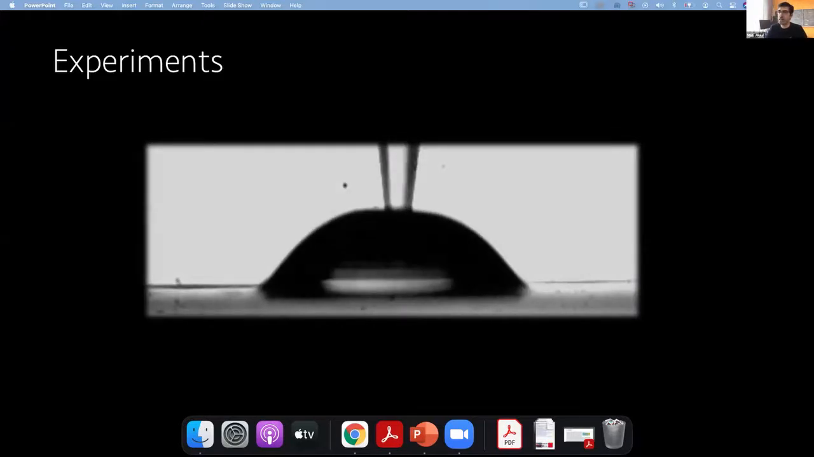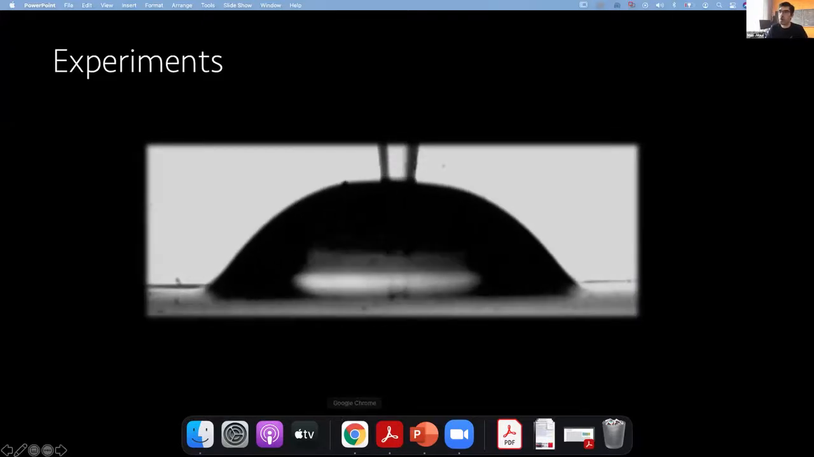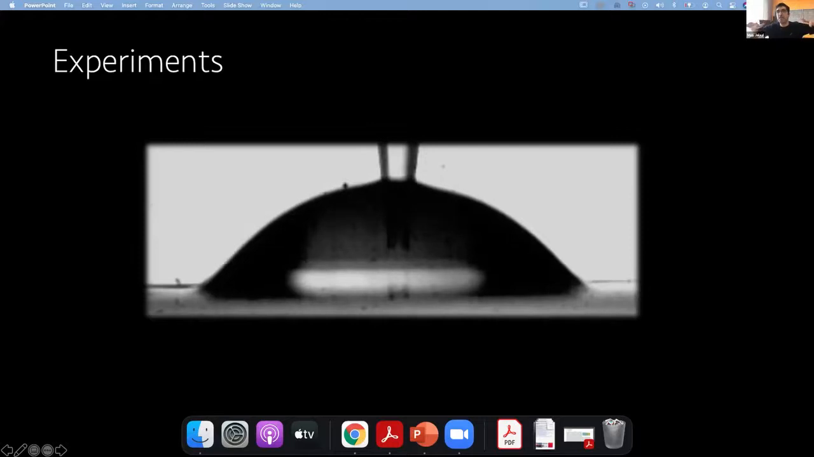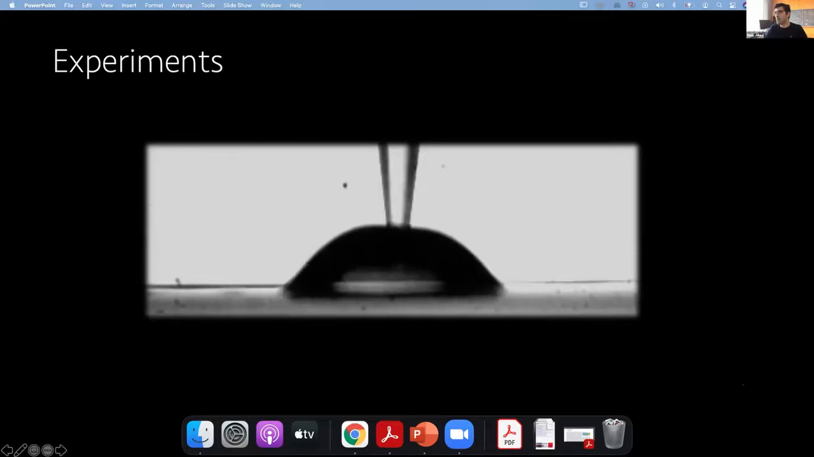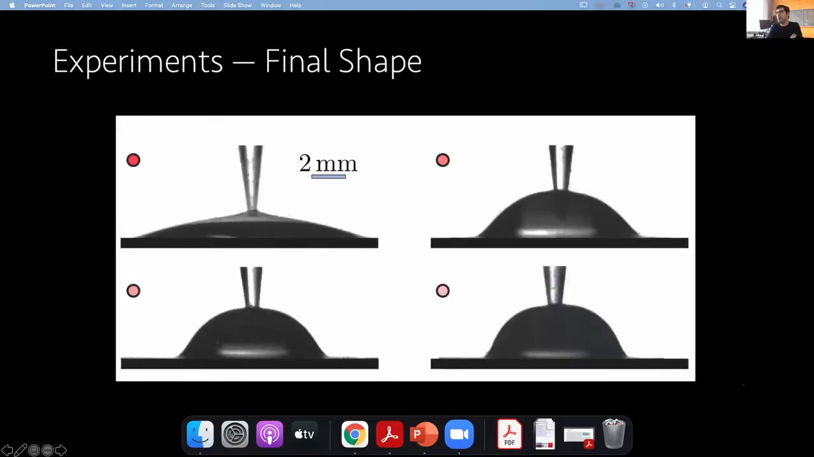So we basically take the nozzle, close to the surface, we pump the liquid, and we stop the pump, and the liquid spreads. Everything is very slow. This is a sped up video. And what will happen is that you get results like this. From top left to bottom right, I'm showing you the final shape of droplets for different yield stresses. As yield stress increases, your droplet spreads less.